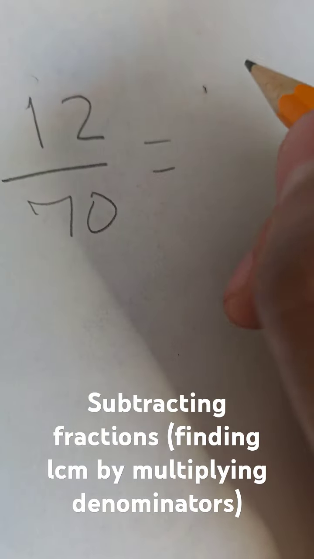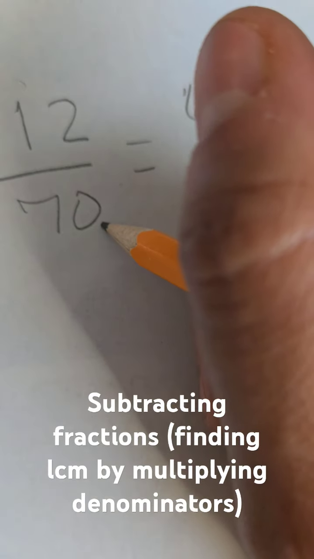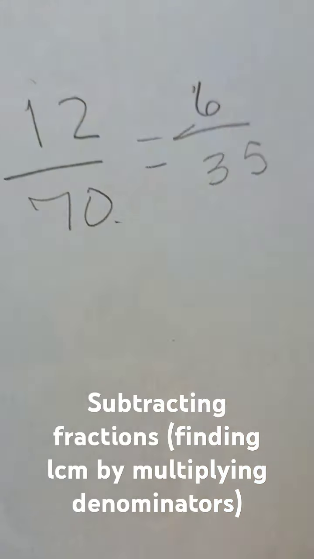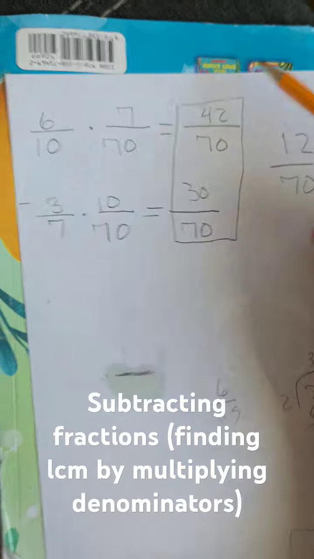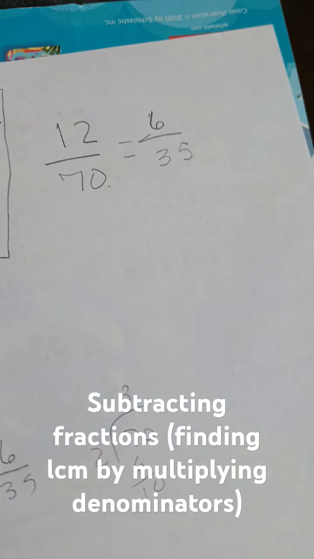So 12 divided by 2 would be 6. And then 70 divided by 2 would be 35. And that is simplified down to the simplest form. So that's how you do that problem straight across. And you'll get 6 over 35.